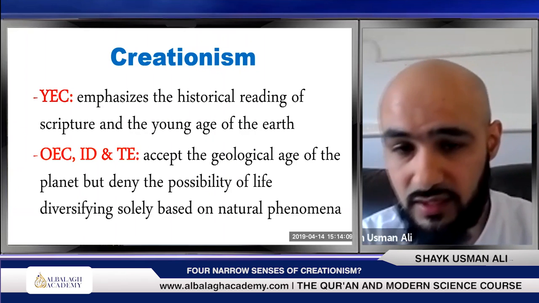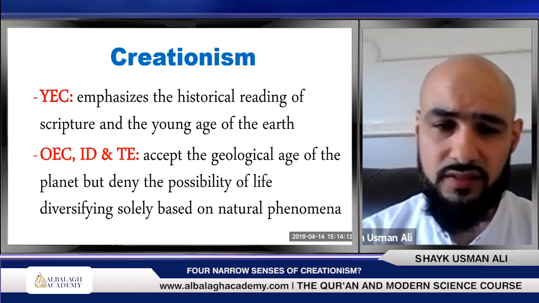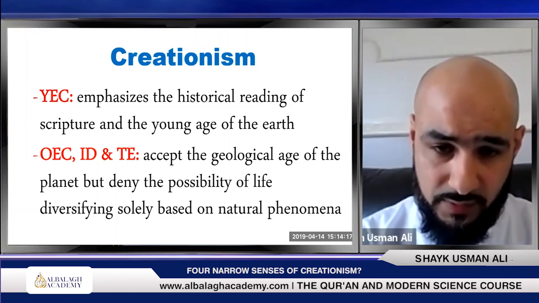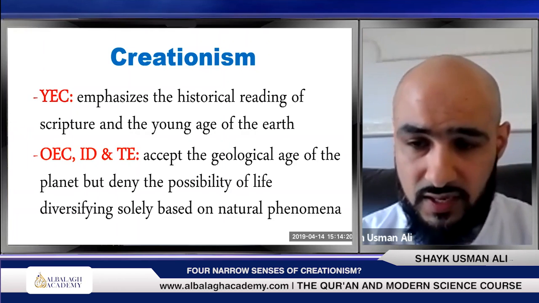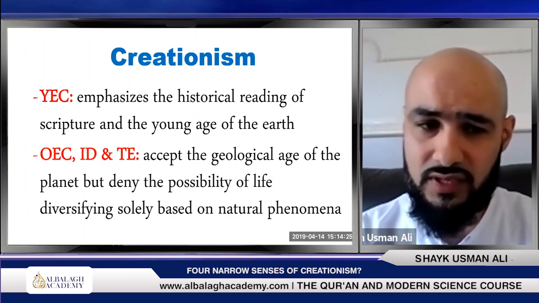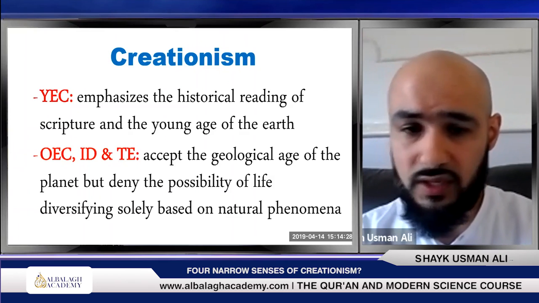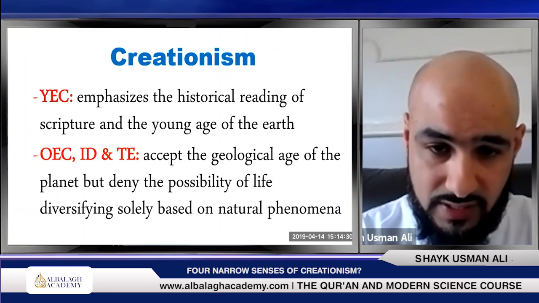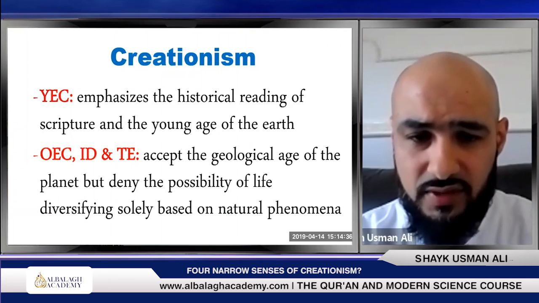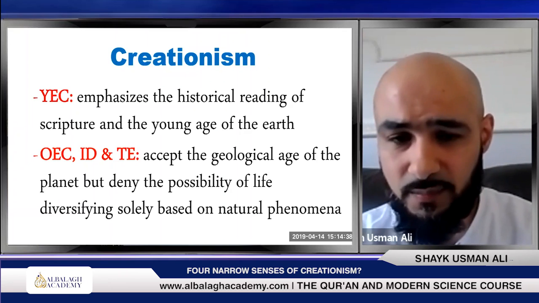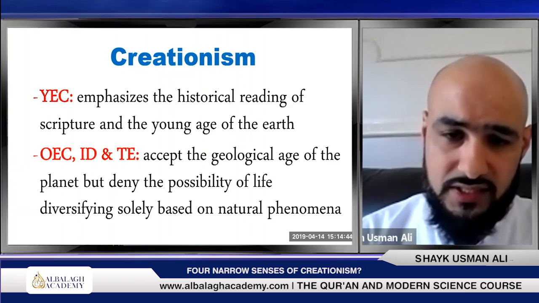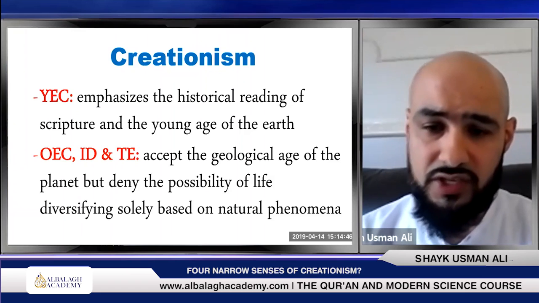Then you have another spectrum, which is not a historical reading: old earth creationism, because they don't adhere to the 6,000 to 10,000 year estimate of the age of Earth. And what we have here is three abbreviations. Let me just open them up. OEC stands for Old Earth Creationism, ID stands for Intelligent Design, and TE stands for Theistic Evolutionism, or Theistic Evolution, also known as Evolutionary Creationism.